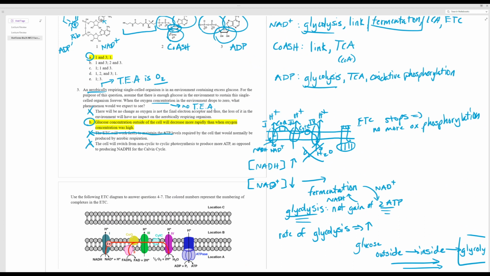So it has to be B, because it's saying glucose is entering the cell at a faster rate, and we can't create nor destroy matter. So if it's increasing at a faster rate, its source must be decreasing at a faster rate. Okay.